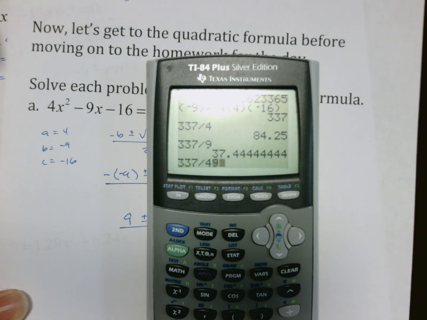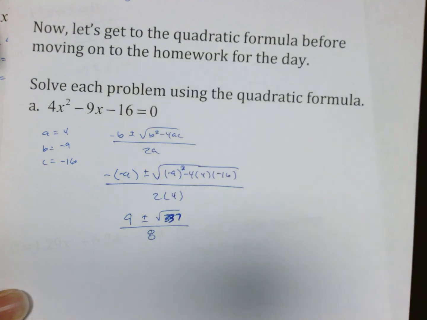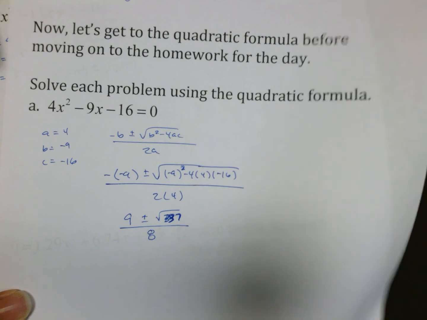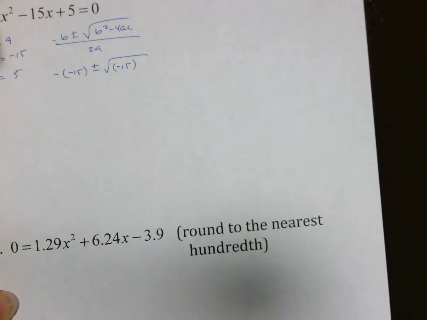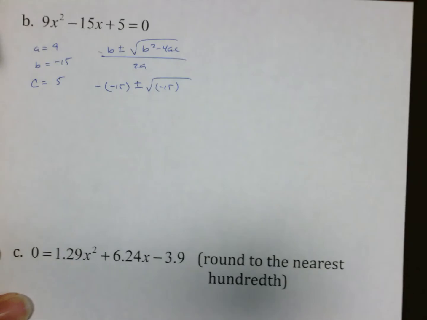I know it doesn't go into 25 and it doesn't go into 49. I'm pretty sure it doesn't go into 121, or 121 doesn't go into it. So sorry about that. That would be 9 plus or minus root 337 over 8, which again I'm pretty sure somebody noticed and might have talked to me about already.